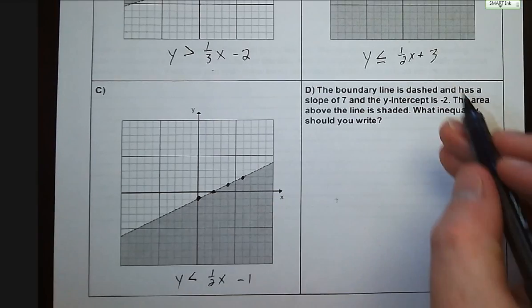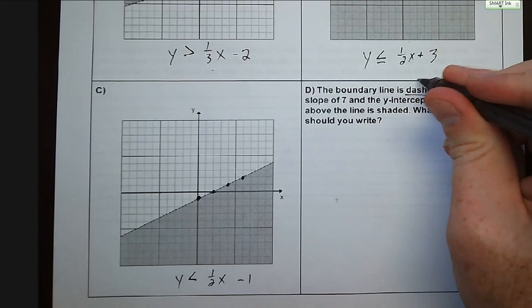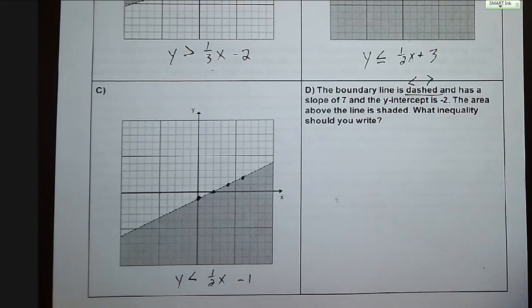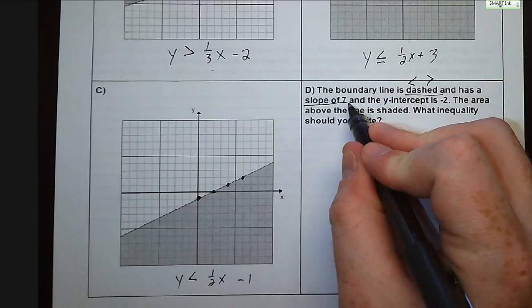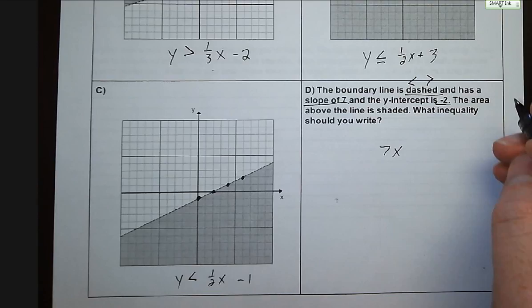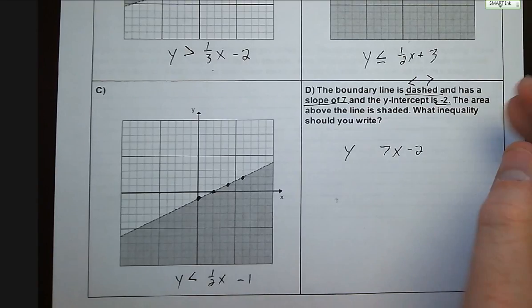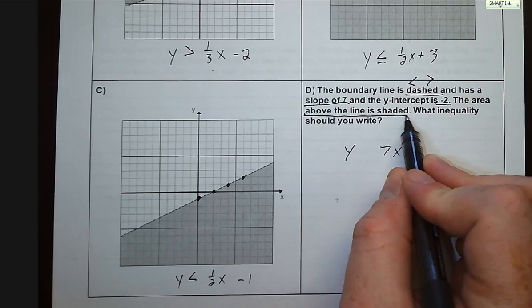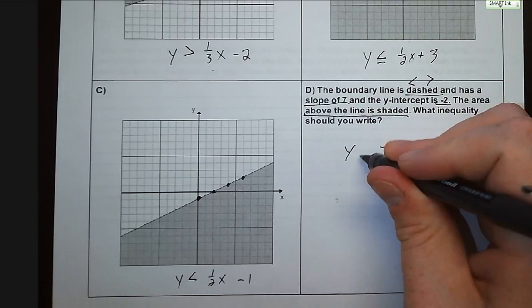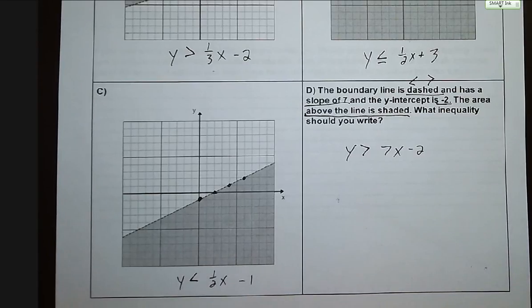So letter D, we know the boundary line is dashed, so it's going to be either less than or greater than. It has a slope of 7, so we can say 7x. The y-intercept is -2, 7x minus 2. And we are shading above the line. So it's above the line and dashed, so y is going to be greater than 7x minus 2.